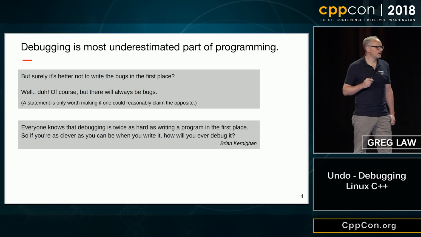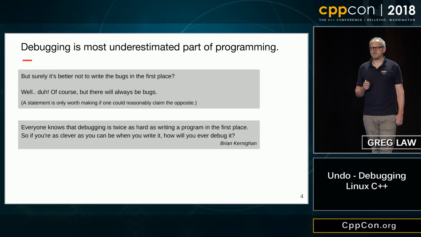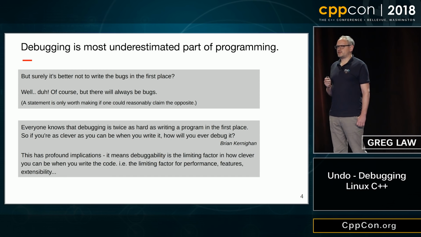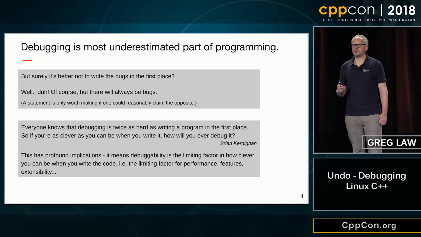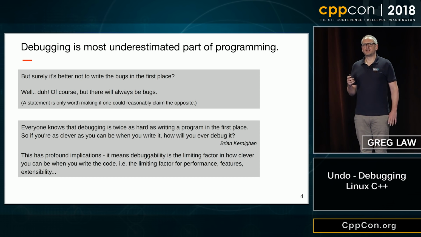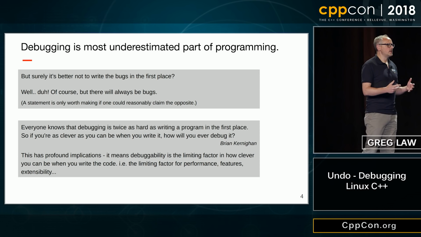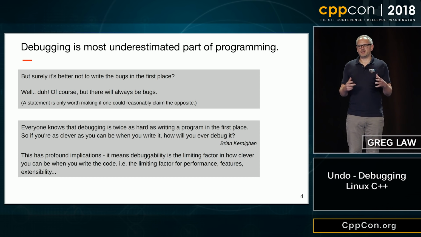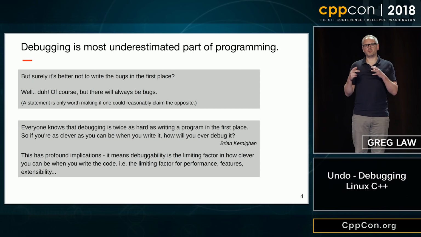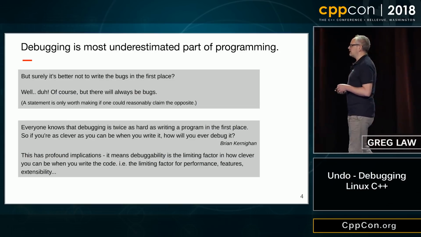But I think it's interesting, if you think about what that statement implies, it's that debuggability is the limiting factor in how good our programs can be, right? So whatever metric for good you have, whether it's how fast it goes, how extensible and maintainable it is, how small it is, how many features it has, whatever the metric for good is, if you could make debugging twice as easy, or half as hard, then you could make those metrics twice as good, right? It's the bottleneck, the limiting factor on how good our programs are.